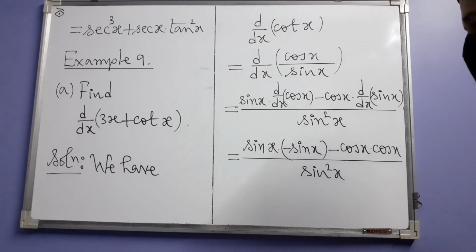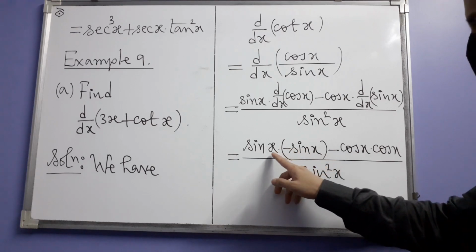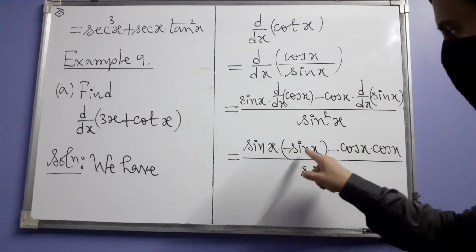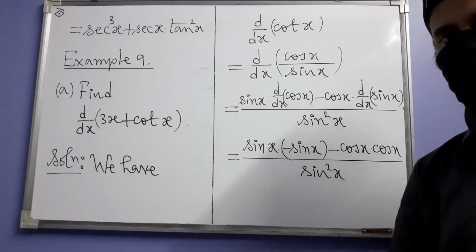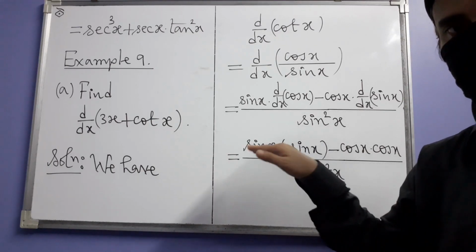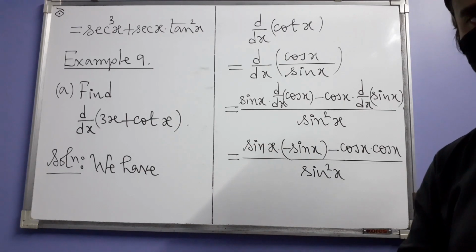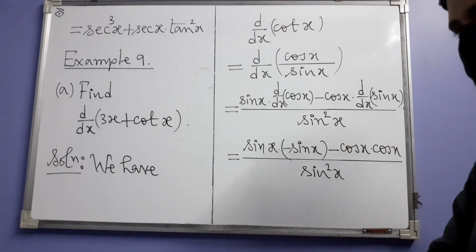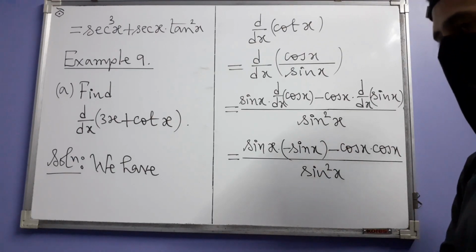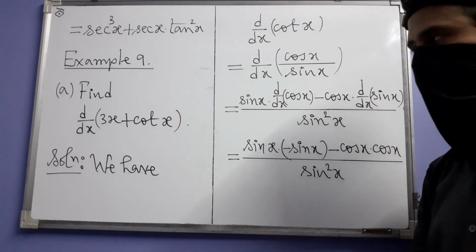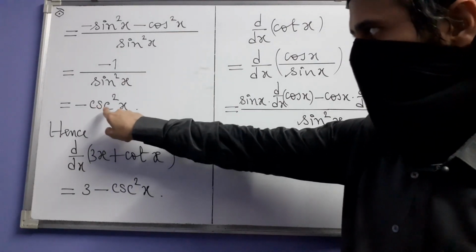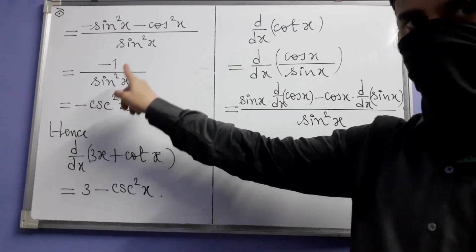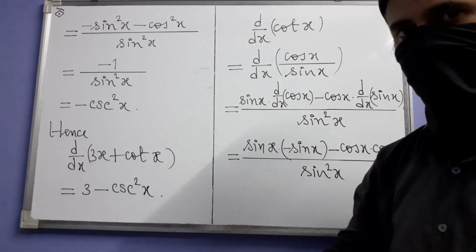So what are we going to get from this? Now also we will get sin square x plus cos square x, but with a minus sign. That means now we are having minus 1 in the numerator and the denominator is sin square x. So what shall we get from that? We get minus cosecant square x, because 1 divided by sine square x is cosec square x.